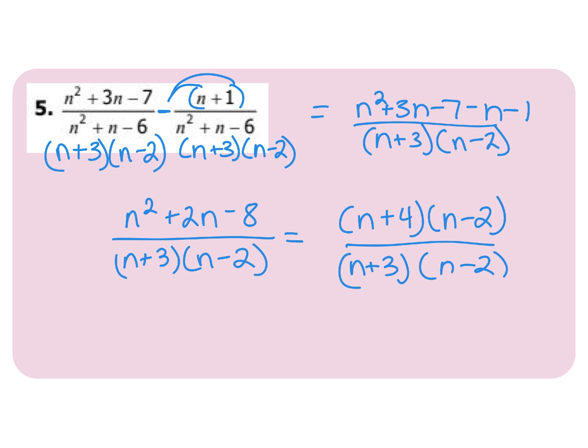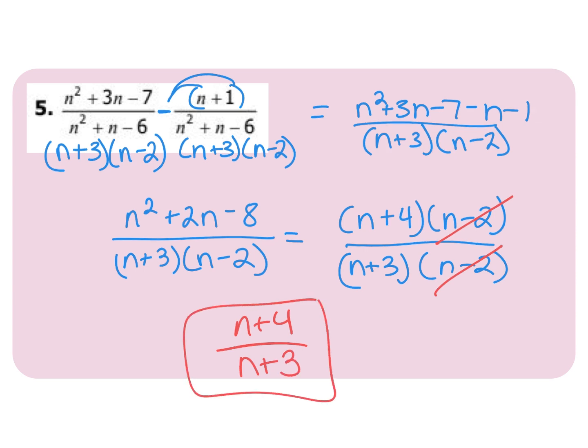And then last but not least, we do our simplification. So again, binomials, they can only leave the island if they have an exact match. So n minus 2's get to leave, and we're left with just our answer of n plus 4 over n plus 3. Okay, awesome deal.